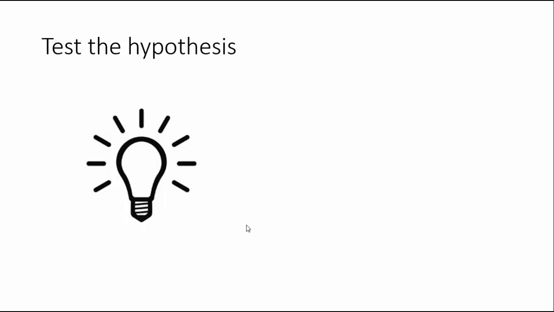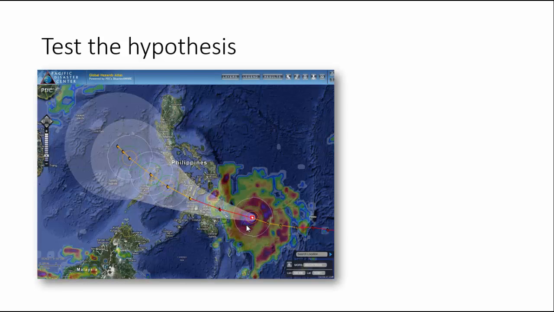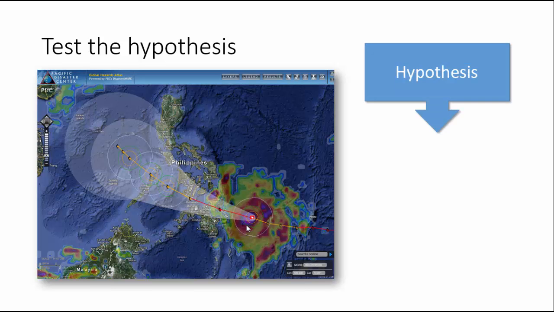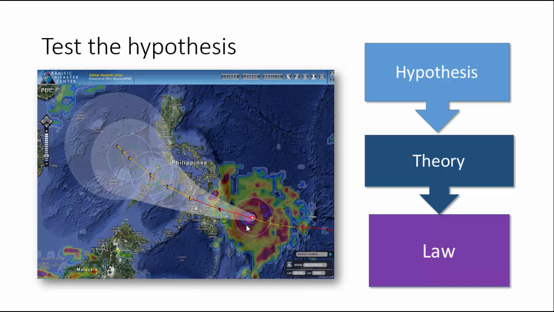So to test the hypothesis that you have built in Lab 3, you should consider a different location which has tropical cyclones, such as the Philippines. Do the same observations apply to this new situation? Does your reasoning from the first situation also apply to this new situation? If so, your hypothesis has become a theory which you can continue to test. After many, many tests, if the theory still holds true, it becomes scientific law.